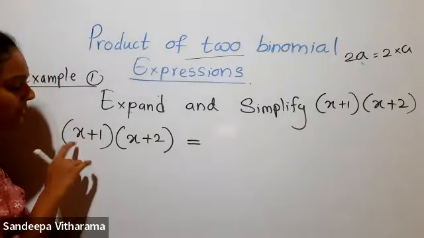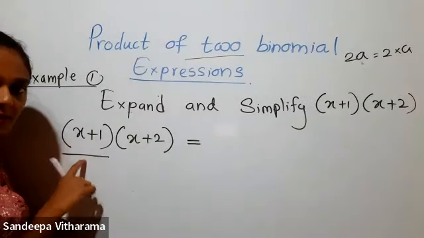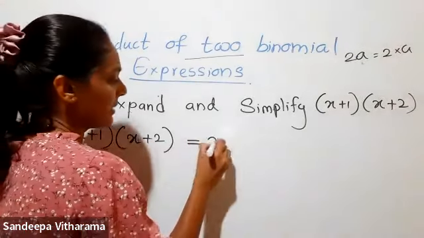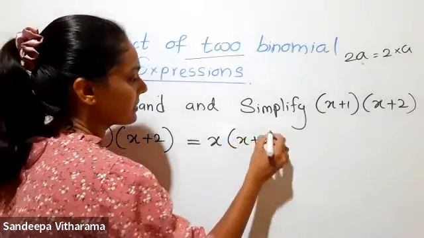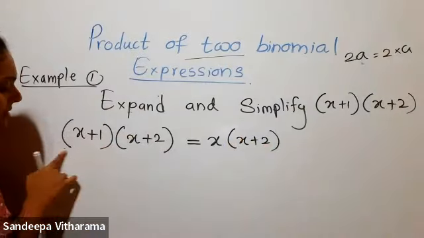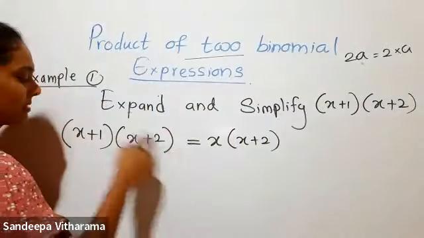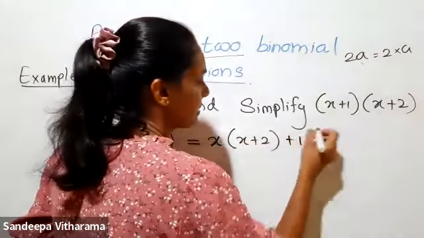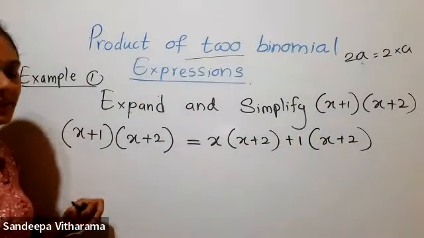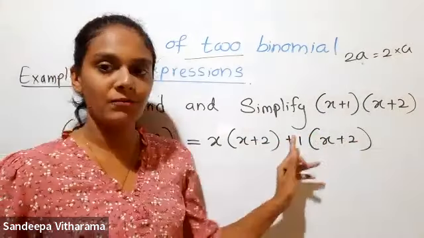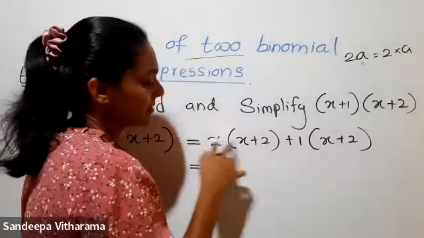Here what we do is, we have to separate the two terms in the first expression. x is multiplied by the second expression, and the second term is also multiplied by the second expression. Okay, it's separated like this: x into x plus 2 and 1 into x plus 2. Now multiply. x into x.